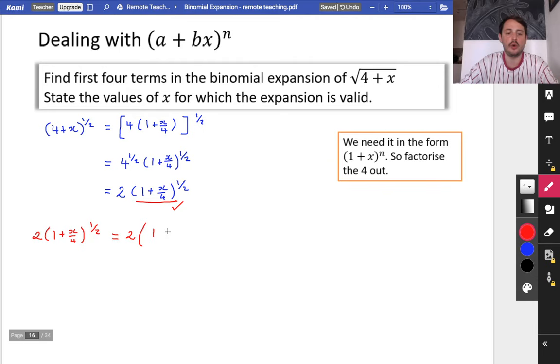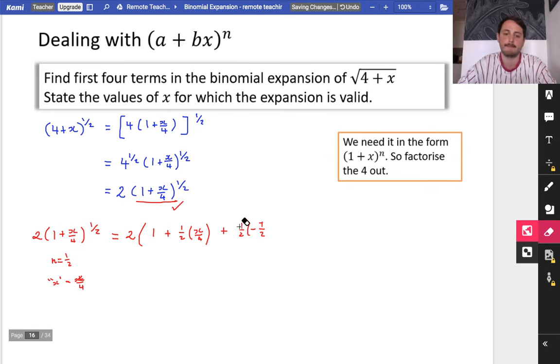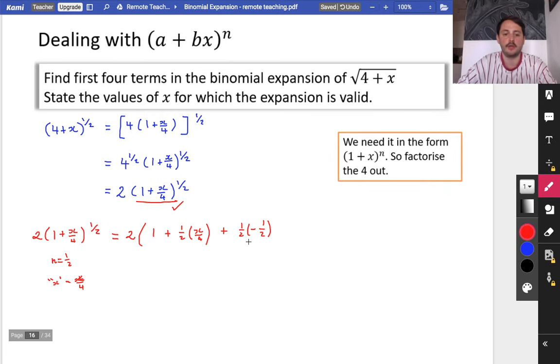So I'm going to have my 1 plus, in this case, my n is a half, and my x term is now x over 4. Okay, this bit that we've got here. Sorry for this awful writing of x. So I'm going to do 1 plus n x plus n, n minus 1, that's minus a half there. I'm going to correct that so it looks neater. n minus 1 over 2 factorial. I'm just going to write it as a 2 multiplied by our x term squared.